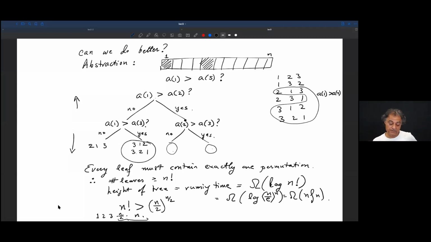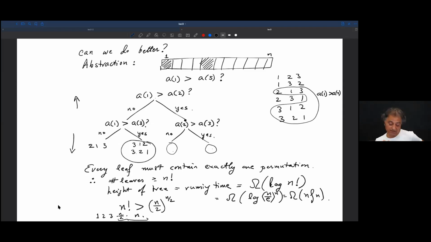I had a question about why the number of leaves is greater than n factorial in this case. Well, it's at least that. The number of permutations on n elements is n factorial, and each of these permutations must occupy its own leaf. So the number of leaves must be at least as many as the number of distinct permutations.